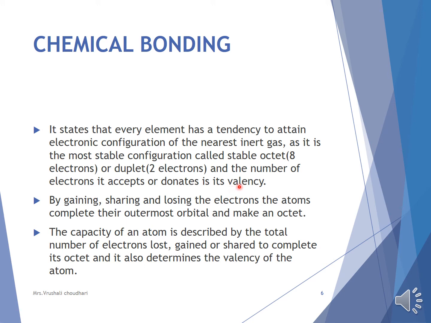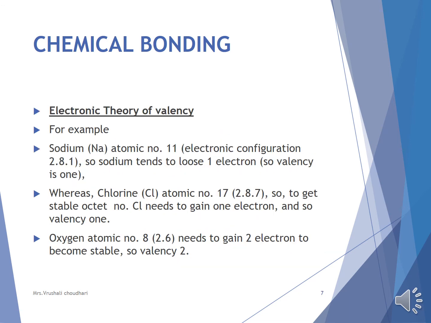They will achieve an octet or stable configuration by gaining, sharing or losing electrons to complete the outermost orbital. The capacity of an atom, described by the total number of electrons lost, gained or shared to complete its octet, determines the valency of an atom. Here is an example that can be described by the electronic theory of valency.